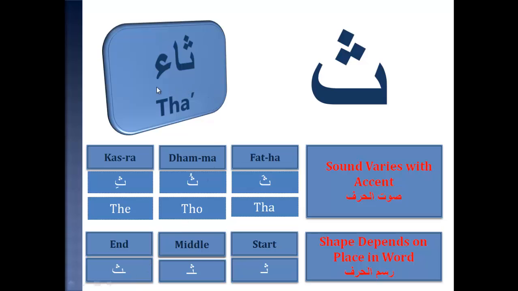Our next letter is tha, and the three basic sounds are tha, thu, and thi. Similar to the ba and the ta, the tha is written in the beginning and the middle of the word with only the front section, and at the end it takes its original shape.